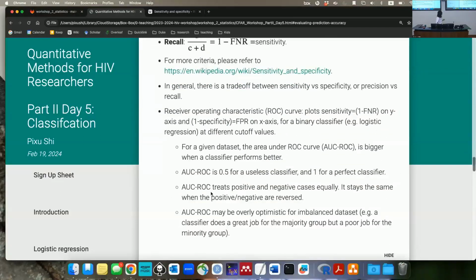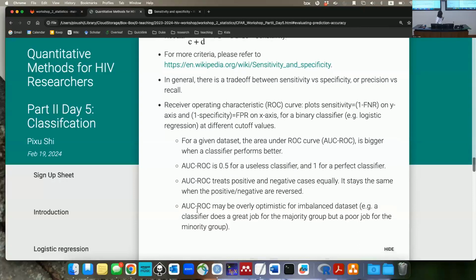And the ROC curve, compared to the precision recall curve that we will talk about later, is going to treat the positive cases and the negative cases equally. So if you revert the label, if you change 0 into 1 and 1 into 0 for your outcome, it's going to give you the same result. You train the logistic regression, it's going to give you the same result and same ROC curve, same area under the curve.